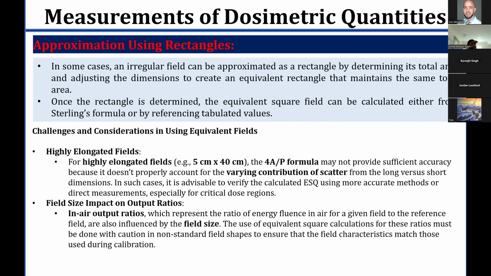And so just a few things to note here. One, there are some fields that are highly irregular. In these particular cases, irregular fields can be approximated as a triangle, essentially by determining the total area and adjusting the dimensions to create an equivalent triangle that maintains the same or approximately the same total area. This method implies that once this triangle is determined, the equivalent square field can be calculated either from the Sterling formula or using tabulated values. And some of these tables are actually given in the references, which you should take note of.